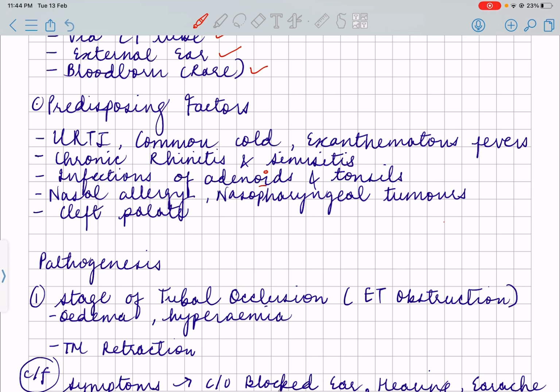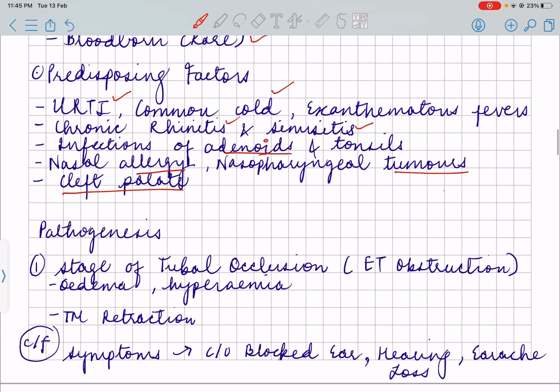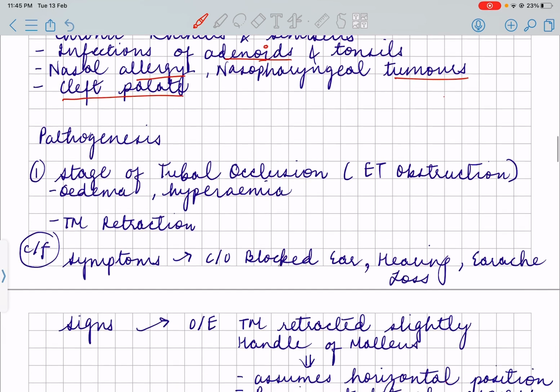Coming to the predisposing factors, various factors are involved, like upper respiratory tract infection, common cold, and various exanthematous fevers like diphtheria, whooping cough, and measles. There are also chronic rhinitis and sinusitis, which are predisposing factors. Infections of tonsils and adenoids, nasal allergy, tumors, as well as cleft palate are some extra predisposing factors.